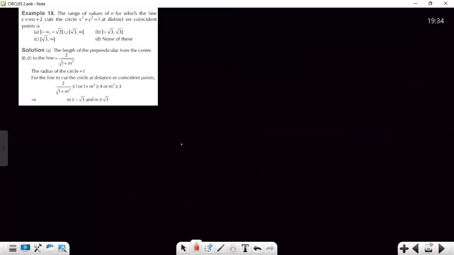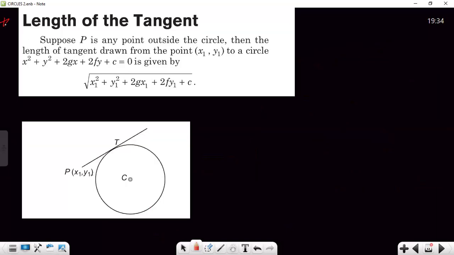Now another very important topic is the length of tangent. What do you mean by length of tangent? We are not able to find the length of the whole line, because a line extends to infinity. But what it means is, if there is a point P, how do we find the length between P and T?